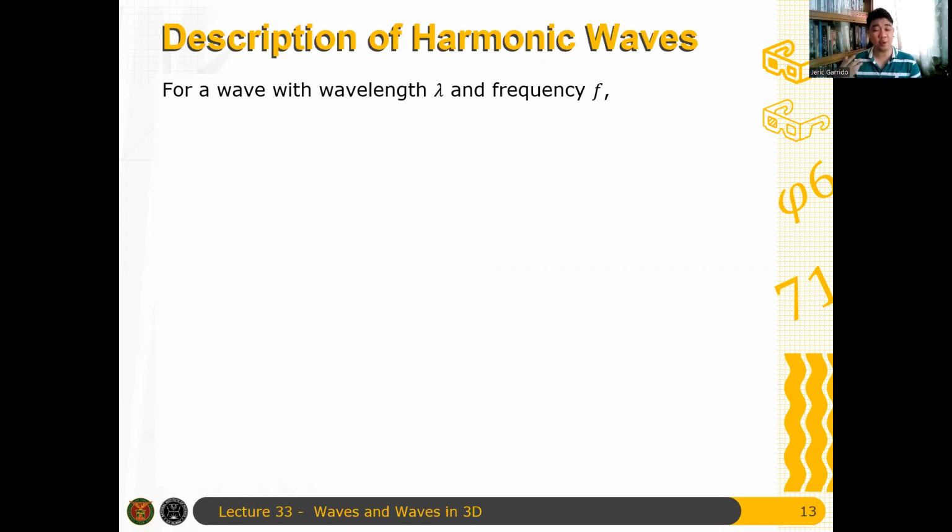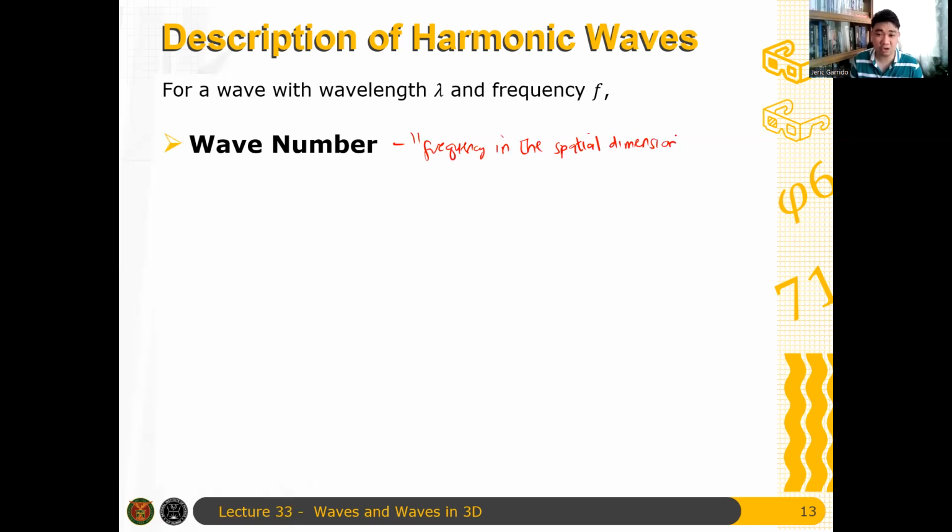That is, if we have a wave with wavelength lambda and frequency f, then the wave number, which we can define as, pwede mong isipin siyang frequency in the spatial domain. Mas magandang isipin na ganon. It's the frequency in the spatial domain. This is not a formal definition. Pwede mo siyang isipin ganon. Doon ko siya iniisip actually. So it's the frequency of the spatial dimension.